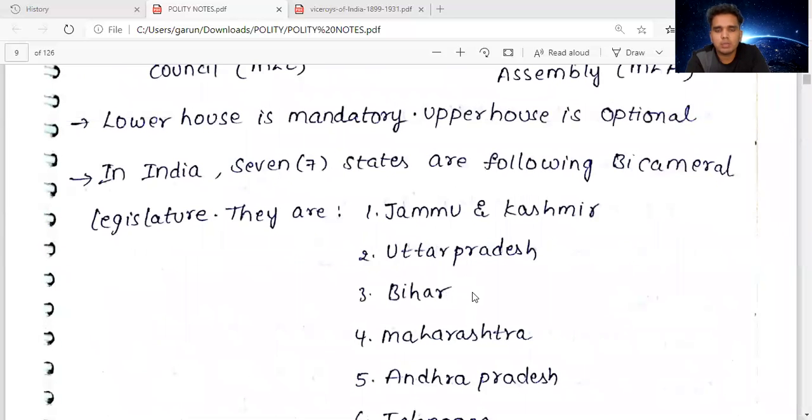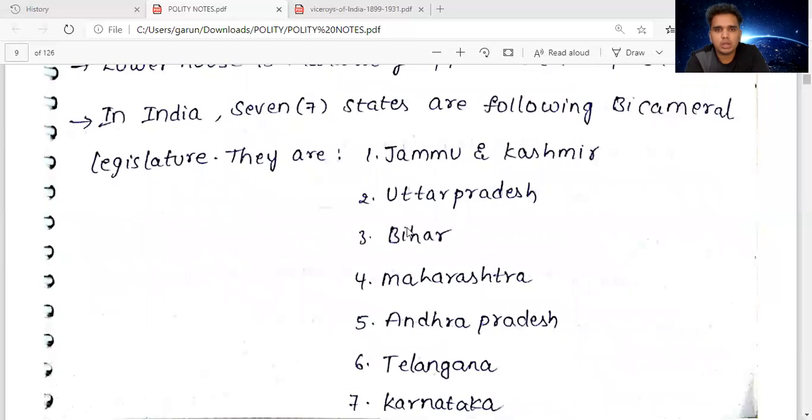It may have changed because Jammu and Kashmir is now a union territory. So just check, because these notes are old notes. इसमें ये जम्मू एंड कश्मीर काट देना. Just write these names only: उत्तर प्रदेश, बिहार, महाराष्ट्र, आंध्र प्रदेश, तेलंगाना, कर्नाटका, and check the rest too.